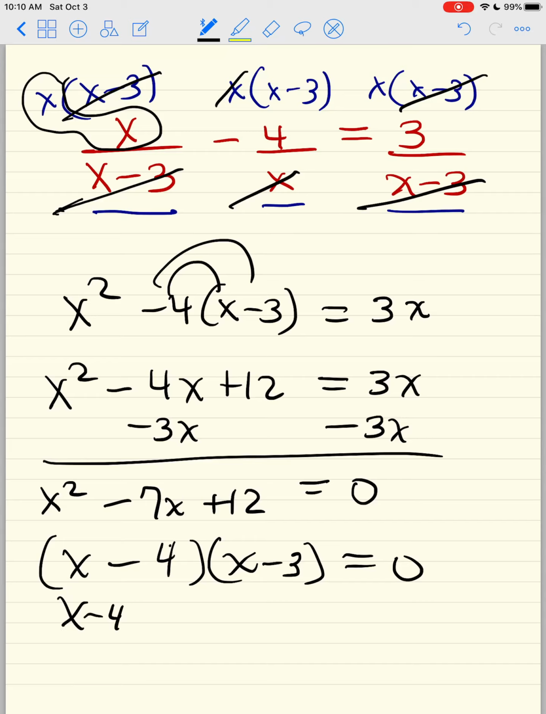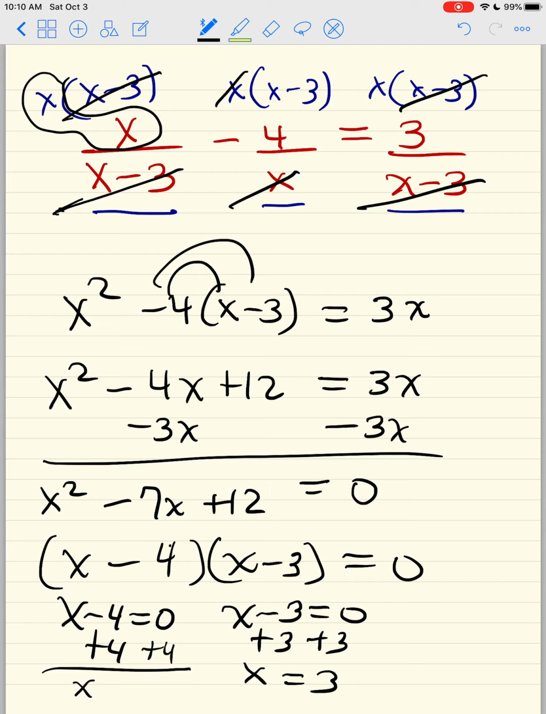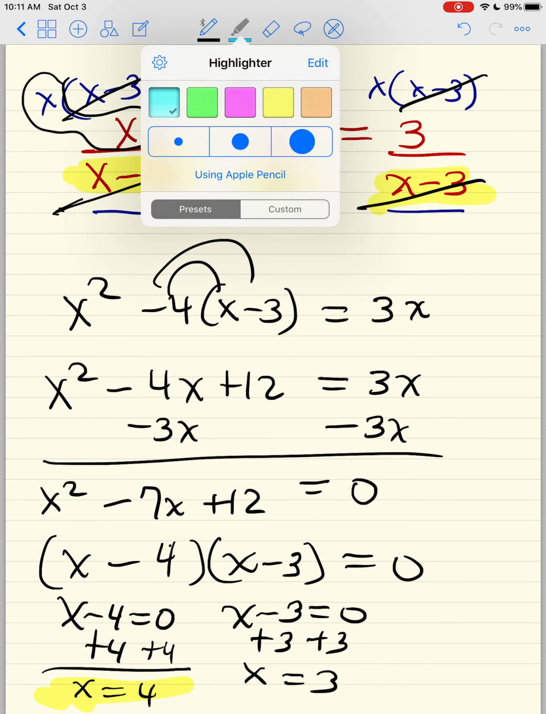You take each piece, you set it equal to 0, you add 3, your solution is 3, you add 4, your solution is 4, and now you have to check both answers. If you put a 4 into this, you get a 1. That's fine. I just cannot get a 0. If you put a 4 into this, I get 4. That's fine. If you put a 4 into this, you get 1. That's fine.